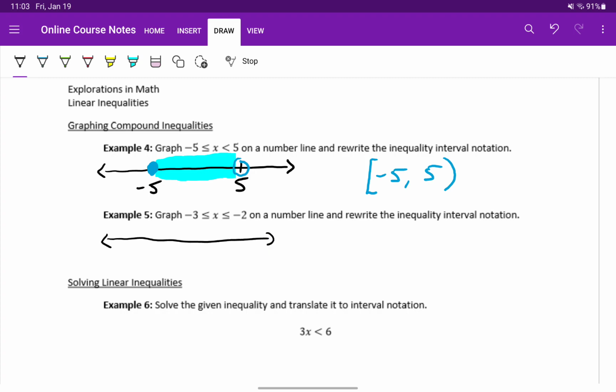In example 5, we have X bounded between -3 and -2. Since we have that or equal to statement for both pieces of the inequality, we'll use filled-in circles at both points and then highlight that region in between. Translating that to interval notation, since we have filled-in circles, we have those or equal to statements, we'll put square brackets on both ends, giving us the interval from -3 to -2.